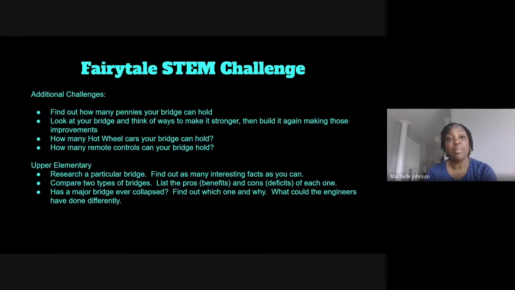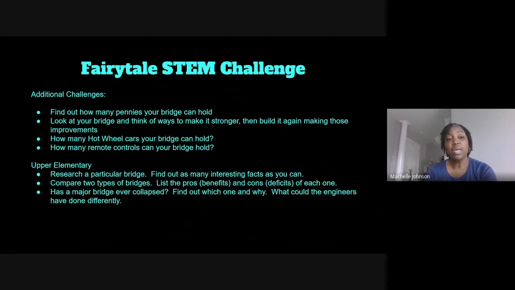Now, after you finish that part, then you can do some additional challenges, such as find out how many pennies your bridge can hold, or look at your bridge and think of ways to make it stronger. Maybe have some little Hot Wheels cars go over your bridge, or maybe put some remote controls on it. And if you're in upper elementary, such as 4th grade or 5th grade, then maybe you can research a particular bridge. Find out as many interesting facts as you can. Compare 2 different types of bridges and list the pros or benefits and cons, deficits of each one. That means what's good about it and what's bad about it.